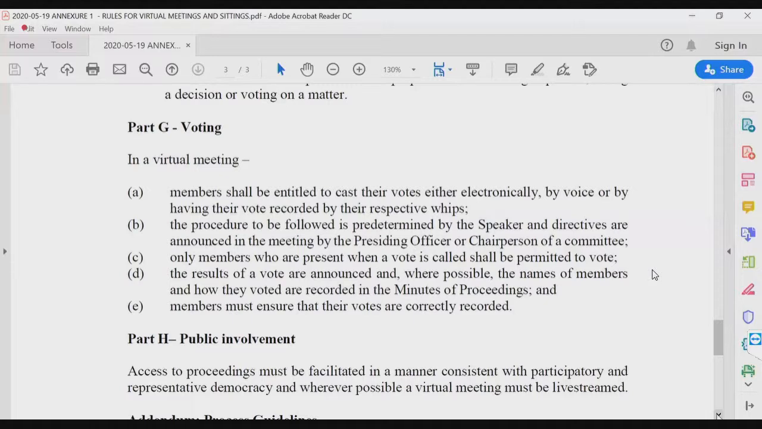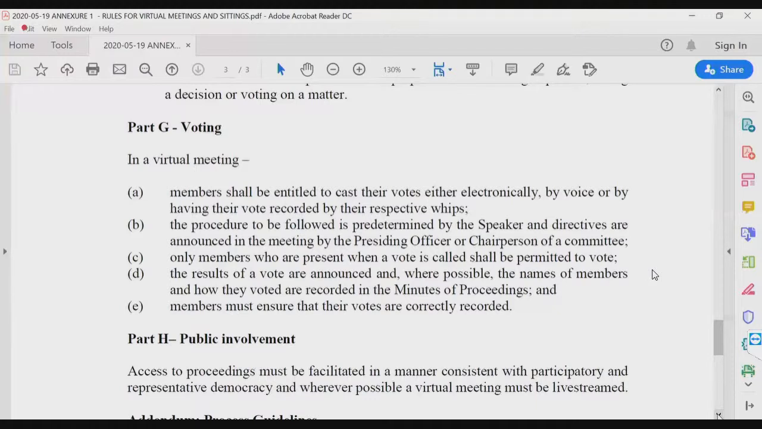The results of a vote are announced, and where possible, the names of members and how they voted are recorded in the minutes of proceedings. Of course, it's going to be a lot of reliance on honorable whips to assist in this regard, especially on the names of the members. But as we can see, the system does indicate who is present and who is not present.